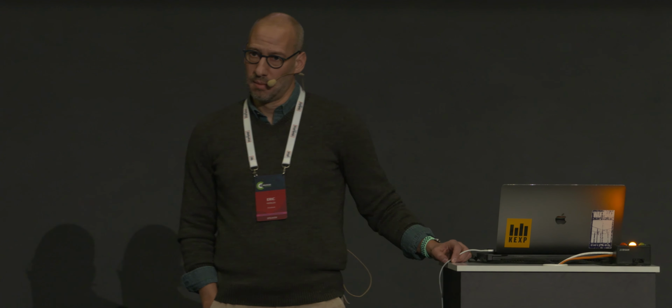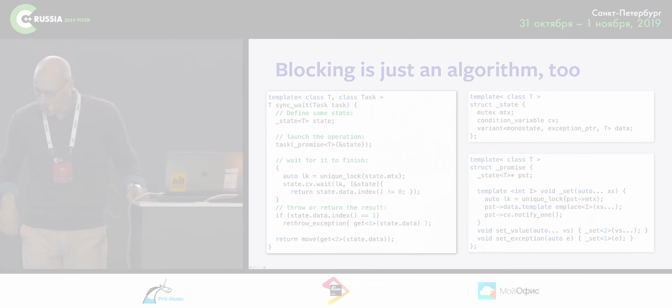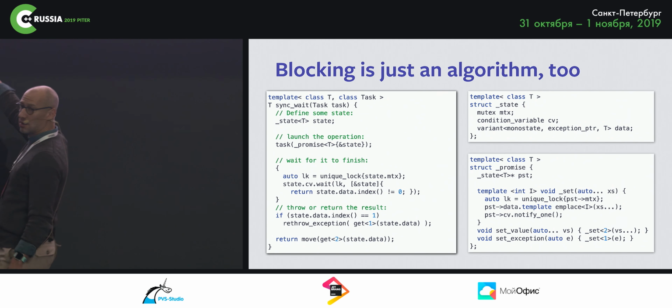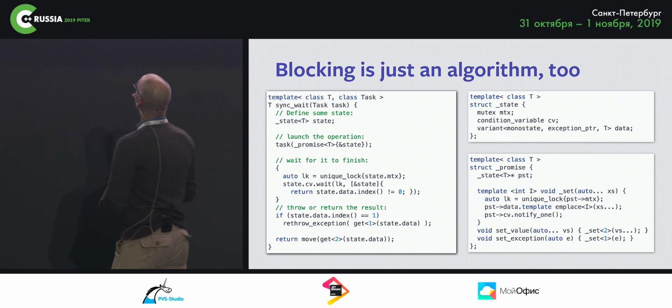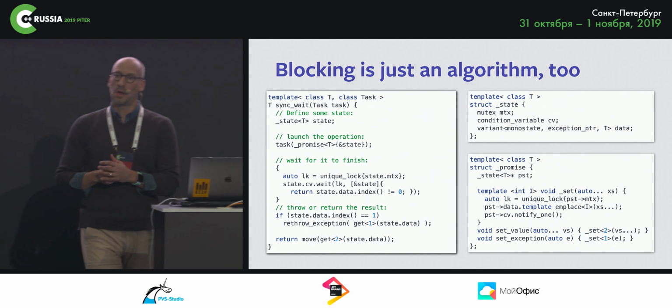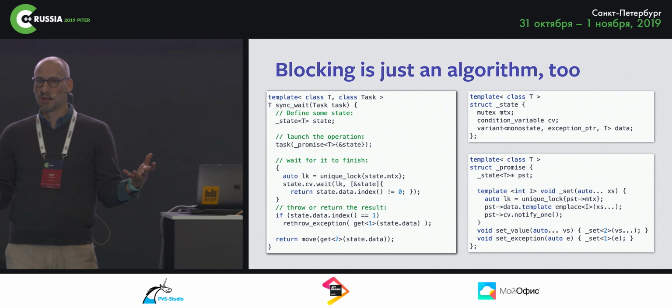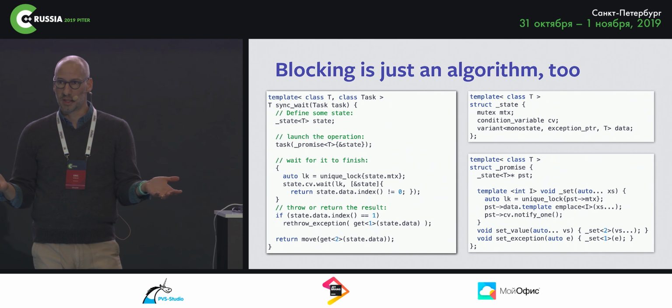And second question, why does sync waiter return move an object? Why move? Let me see if I can find that slide. Okay, so why this last line of code here? Return move. You might be thinking that the compiler is going to be smart. This is a return statement. It should be implicitly moved.